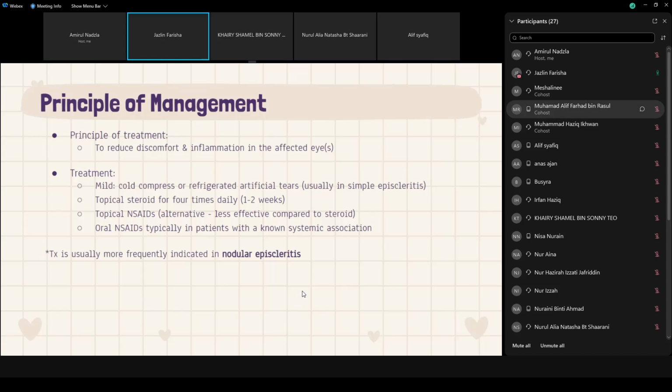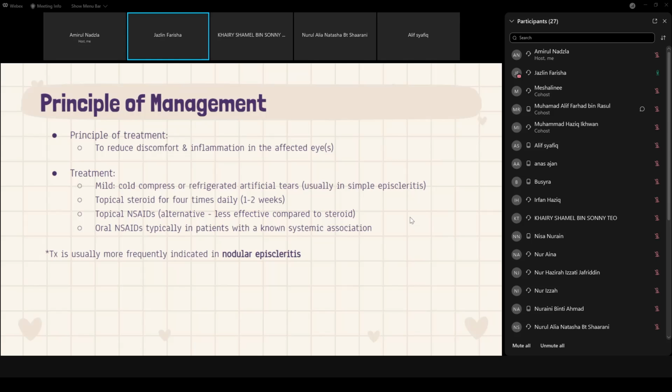So usually, we will do the cold compression for the eye or drop like refrigerated artificial tears, but this is for simple episcleritis, as the other treatment is usually more indicated in the nodular episcleritis, which is topical steroid 4 times daily up to 1 to 2 weeks. And topical NSAID can also be given as an alternative because it is less effective compared to the topical steroid.